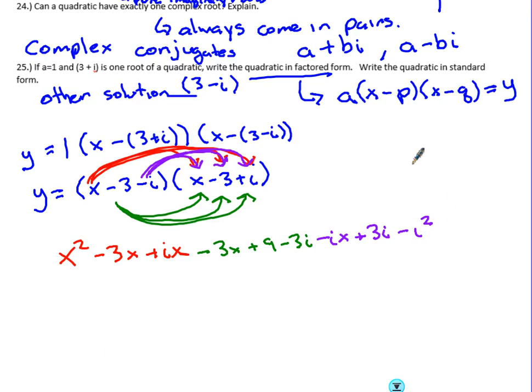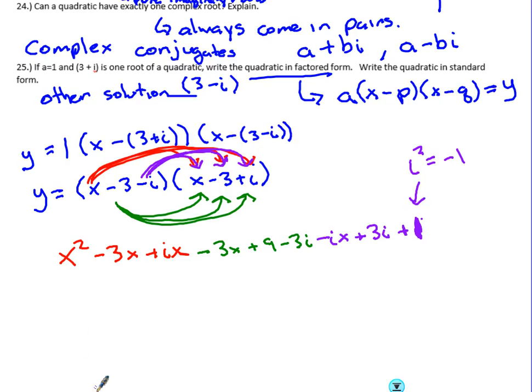And i squared, as we stated in previous videos, is negative 1. So I can change negative i squared to become plus 1. And that's this last term here.